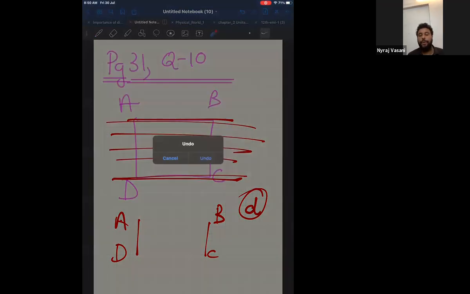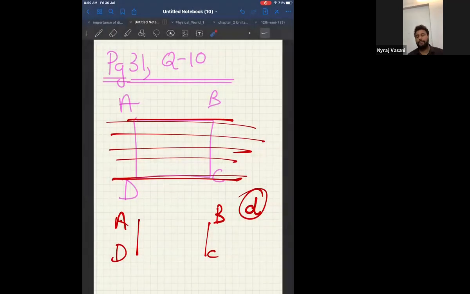In fact, when we did moving coil galvanometer, what was the formula for torque? Magnitude of one of the forces into perpendicular distance between two parallel forces. Okay? Between them, they are parallel, but with the field, they are perpendicular. Therefore, answer will be both AD and BC.